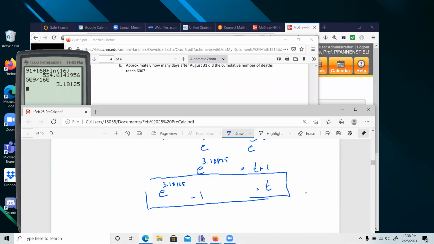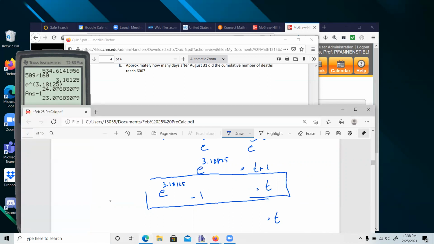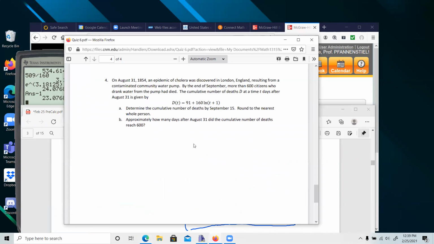All right. So let's see here. Okay, so this is going to be second function ln, 3.18125, and the parentheses, because I don't want to do anything more on the exponent. So we could either hit equals and then minus 1. I think minus 1 will do it up here as well, but let's be safe and hit equals, and then subtract 1. Okay, so T was about 23 days. So September 23rd is when we had our total death count here. All right.